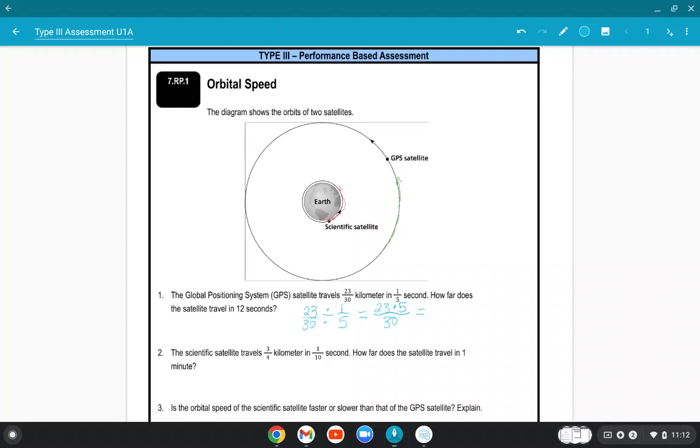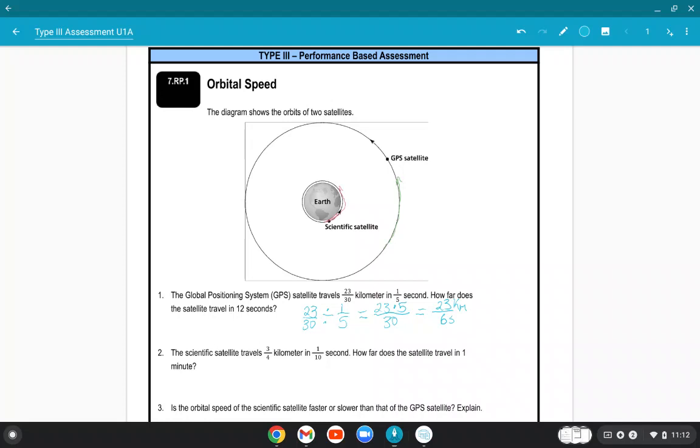Now, I have 23 times 5. I can easily do that and get 115. But why do that when I know that 5 can be divided evenly into 30? I know that it takes 6 5s to give me 30. That means I keep the 23 on the top. The 5 will turn into a 1. I don't have to write the 1 while I'm multiplying. And I'm going to put a 6 on the bottom. So our rate will be 23 over 6 kilometers per second.